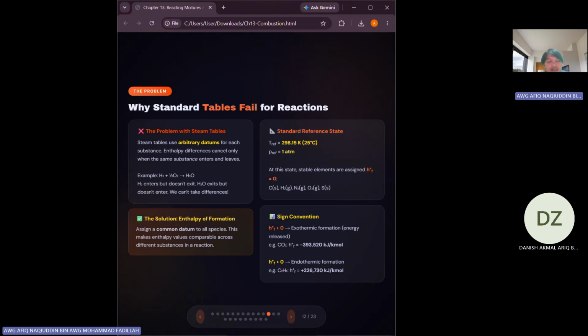For example, CO2 has h naught f equal to negative 393,520 kilojoules per kilomole. This means forming CO2 from C and O2 releases 393,520 kilojoules per kilomole, which is a very large amount of energy. You can look up the h naught f values for all common species in Table A-25 of our textbook.